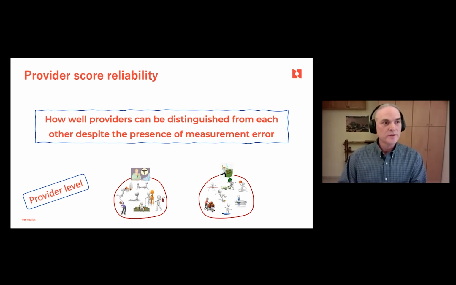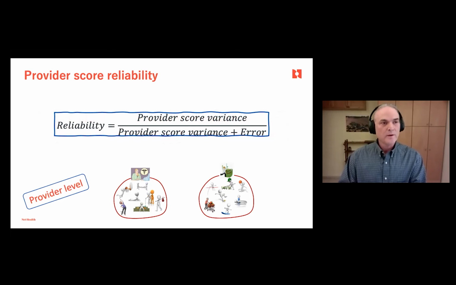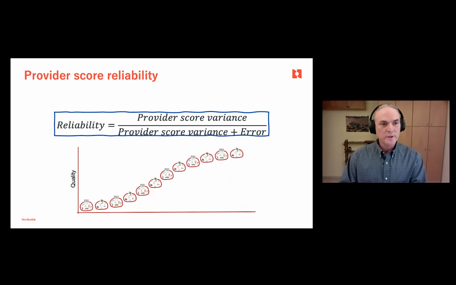Again, let's put this into a sort of a formula like we did before. Reliability at the provider level would be, therefore, the provider score variance, the variance between providers, the ability to differentiate between providers in terms of their quality, and the ratio of that to that plus some error. If we illustrate this, what we see here is that if we have many providers, if we can differentiate between the level of their quality, our reliability estimate at the provider level is going to be larger, and that's better.